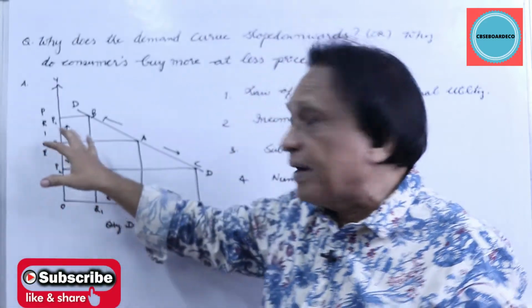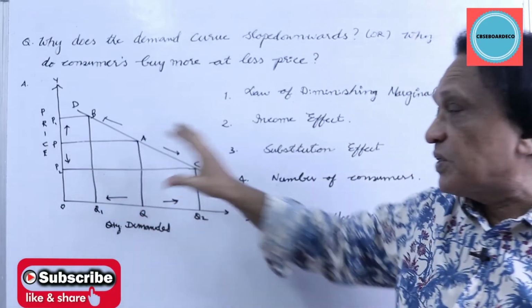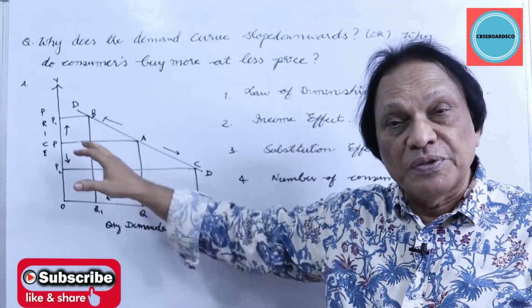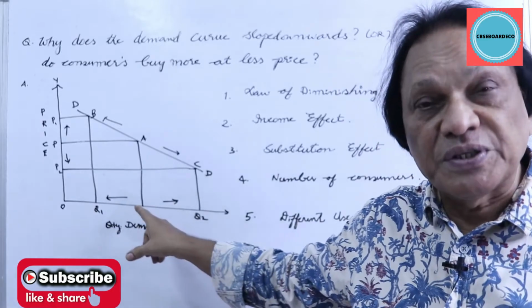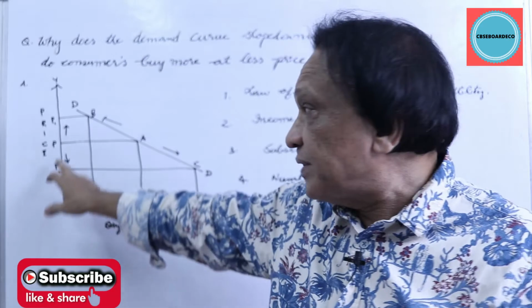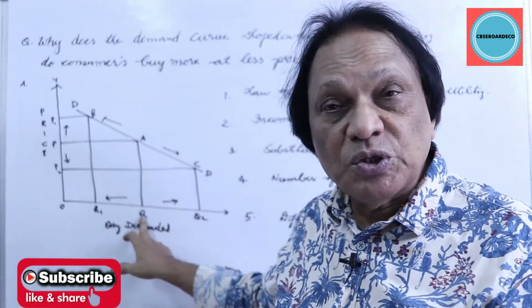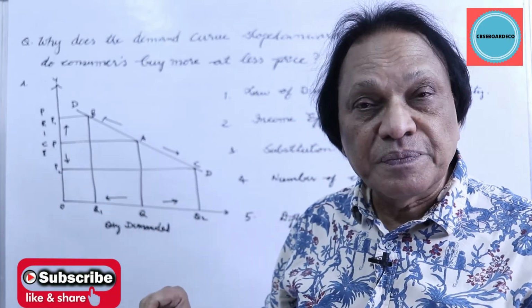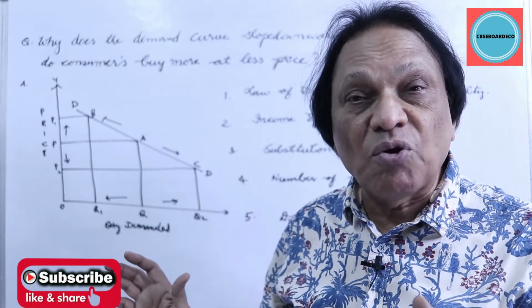You can see this graph, we learned it earlier. Look at this graph carefully. The demand curve is sloping downwards. You can see it here. DD is the demand curve sloping downwards. When the price is OP, the quantity demanded is OQ. You are at this point A. This is the basic law of demand.